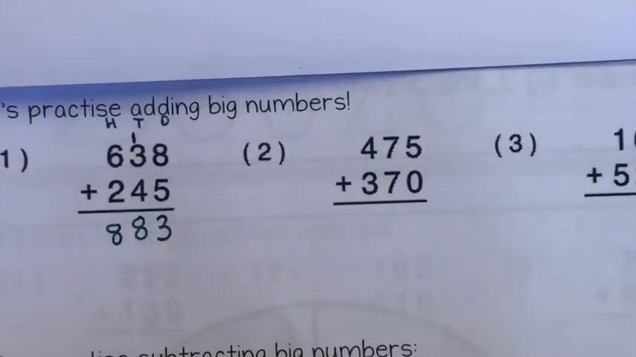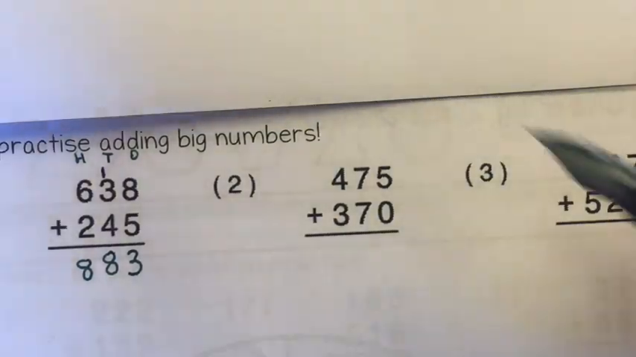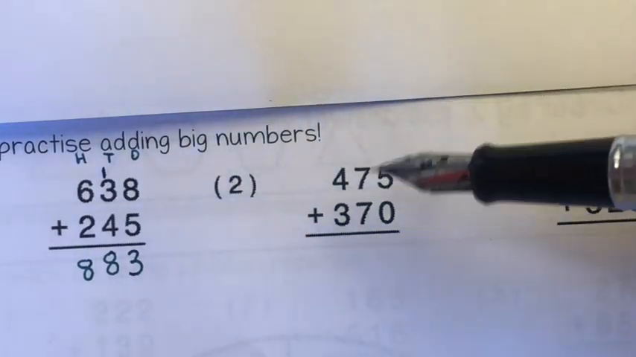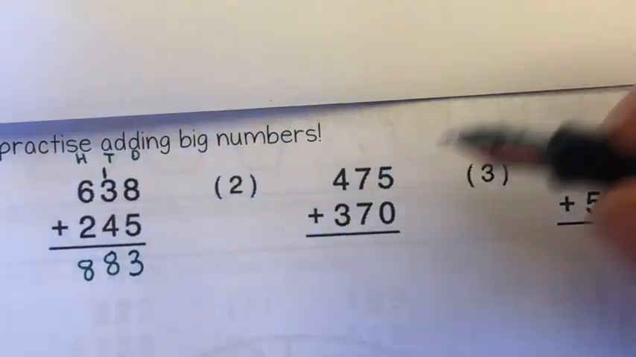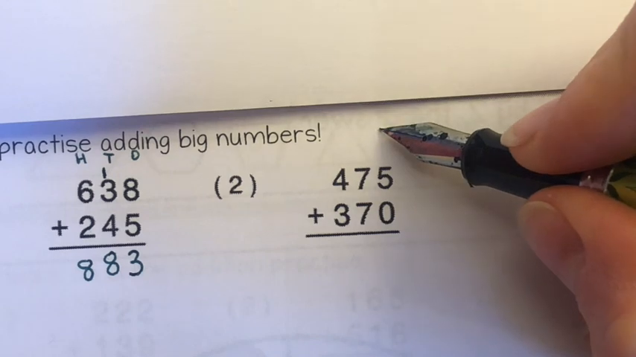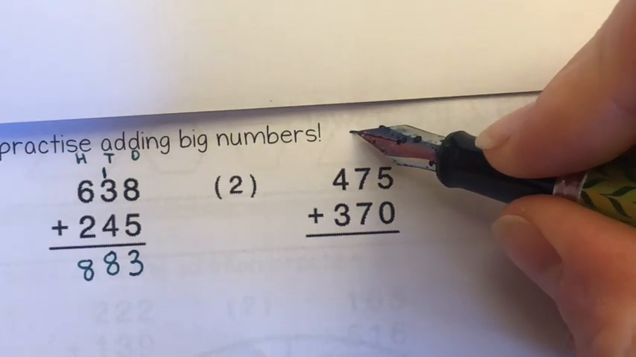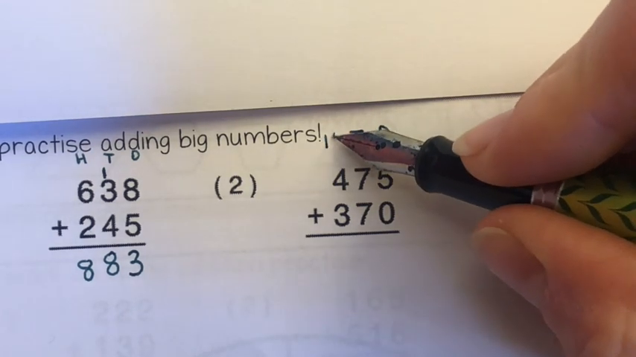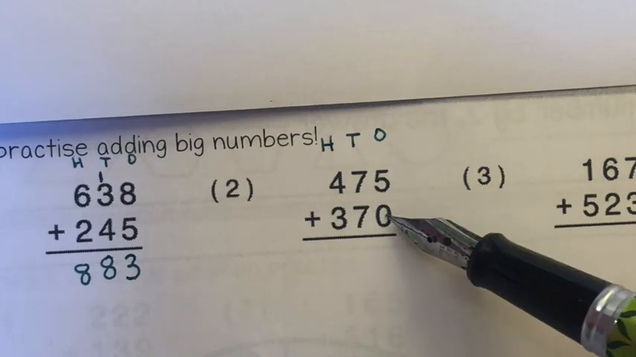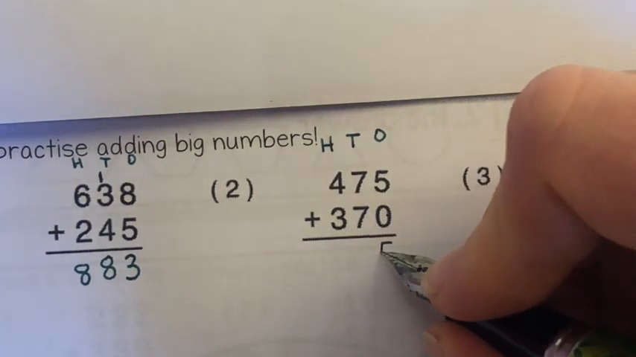Okay, on to the next one. So I have 475 plus 370. For this one, I am also going to do Grandma and Grandpa's way. I'm going to add each column up, my 1s, my 10s, and my 100s, and I'm going to talk you through Grandma and Grandpa's way. We start on the 1s. 5 plus 0 is 5.